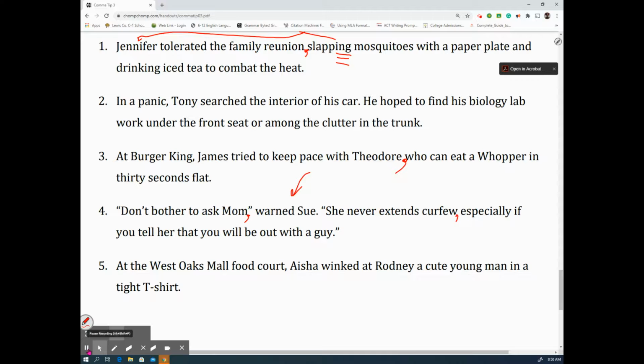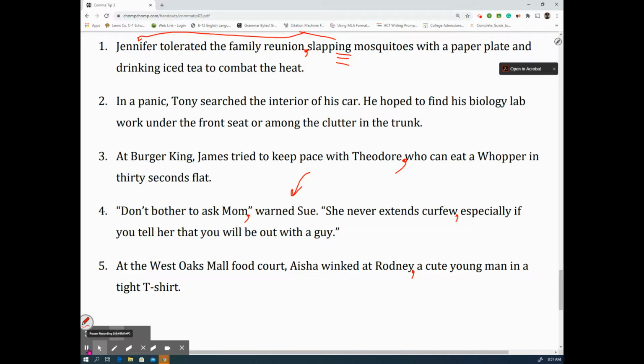Wouldn't the comma go in front of Rodney? In front of it? No, or behind it. Behind it. Yeah. Yes. Having said that, what are you using to tell you that? Wait, that Rodney? Yeah. Aisha.